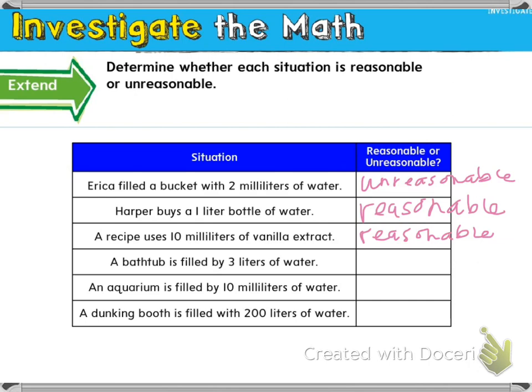Okay, how about a bathtub is filled by 3 liters of water? Do you think 3 liters of water could fill a bathtub? Maybe a bathtub for a hamster. But not a bathtub for one of us. Okay, so that is unreasonable. Okay, an aquarium is filled by 10 milliliters of water. 10 milliliters, that's still not even 1 liter. And an aquarium takes way more than that, so that is unreasonable.